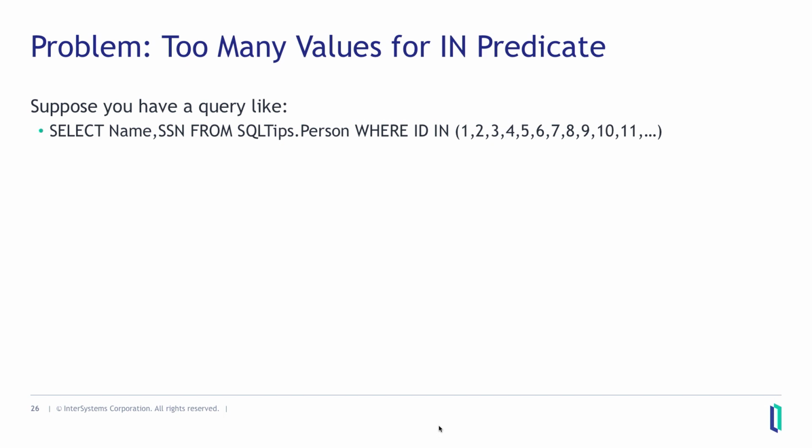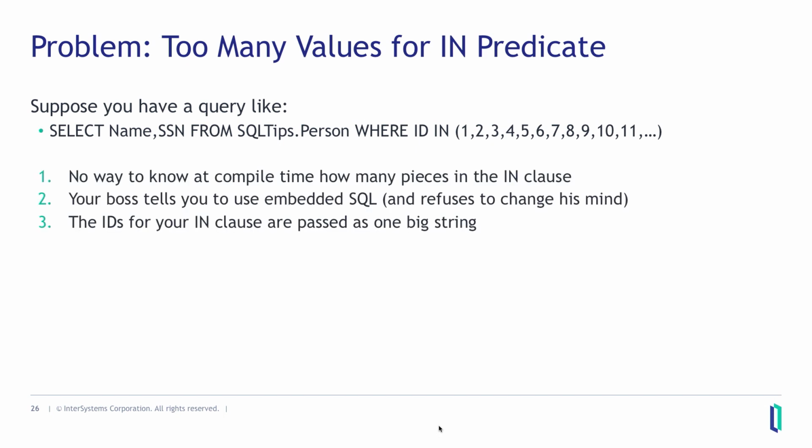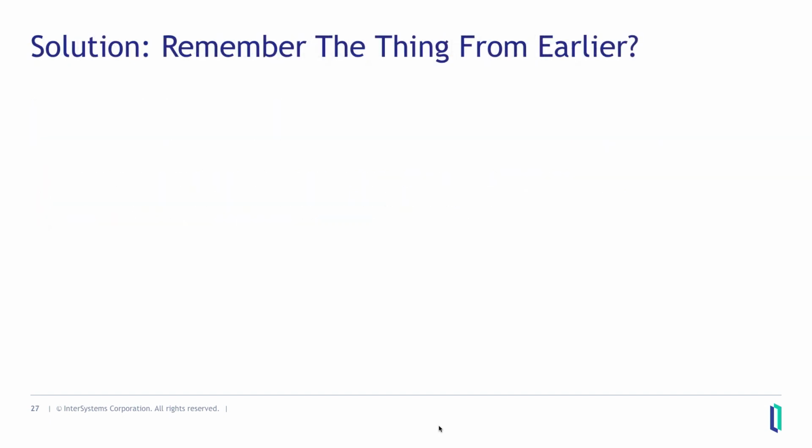So now, here's a problem. This is my last example. This is a problem that I see from time to time. You have a query like this, and you have restrictions like this. Typically, you'll see that the string of numbers that you want your ID to be in is passed as one gigantic string, and you have to use embedded SQL because someone says so. And you have to deal with the situation. So you don't have a good way to do it.